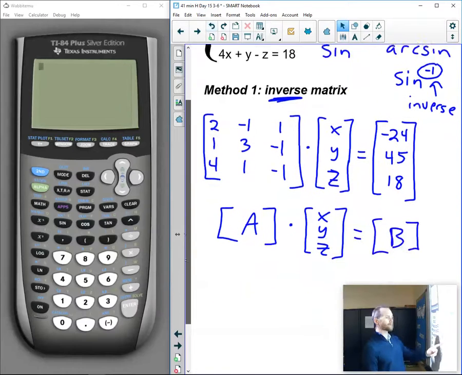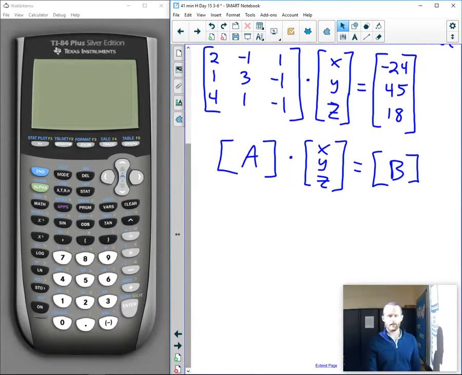So let's scroll back down here. So it's matrix A times our variable matrix equals matrix B. Well, we're trying to get our variable matrix, X, Y, and Z, isolated. We're trying to get the variable by itself. So we just said, okay, we know how to do that. We're going to multiply both sides by the inverse of A.